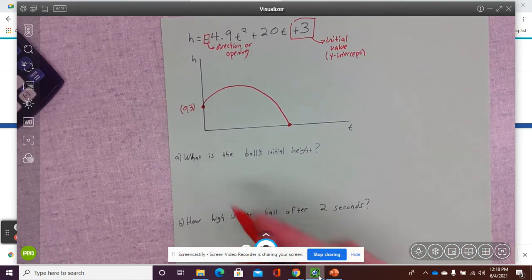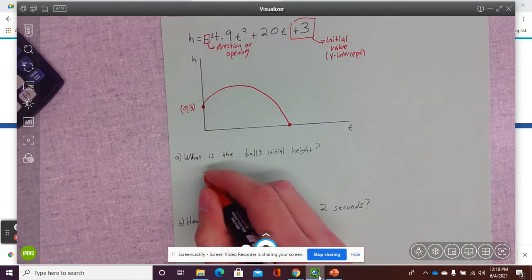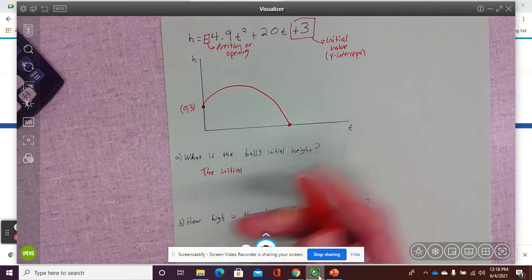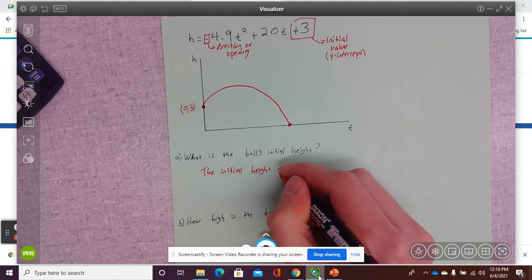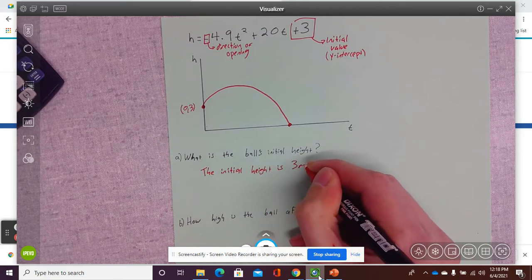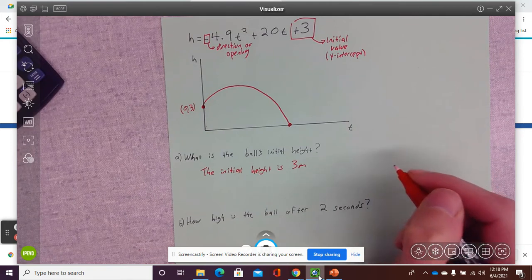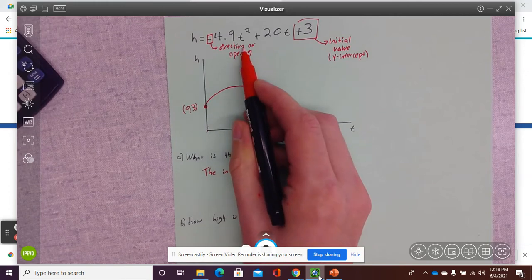So the first question we've actually already answered. What is the ball's initial height? Initial height is just another way to say what's the starting value. So we already know that the initial height is going to be 3 meters. Let's think for this question, h is meters. We're going to think about t in seconds. So the initial height is 3 meters. Initial height is just another way to say starting point or y-intercept. We could have also plugged in, well, the initial height is always when time is 0. I could have plugged in 0 for t.